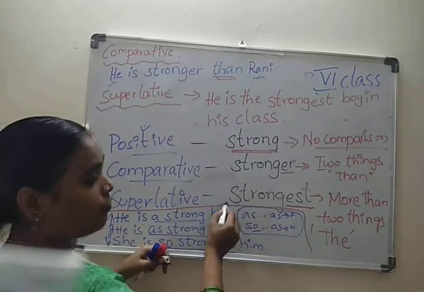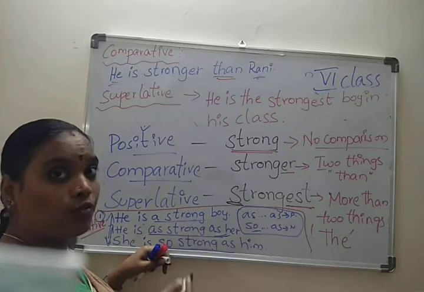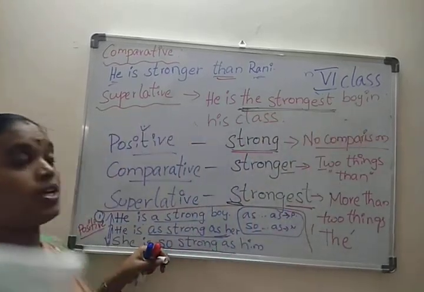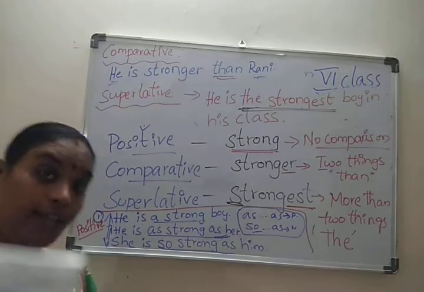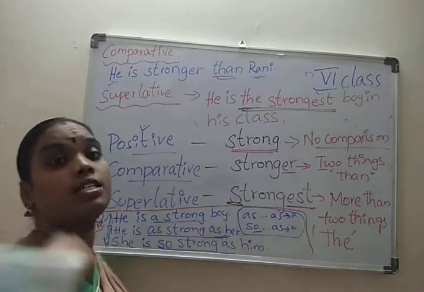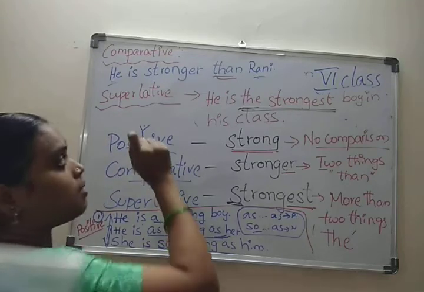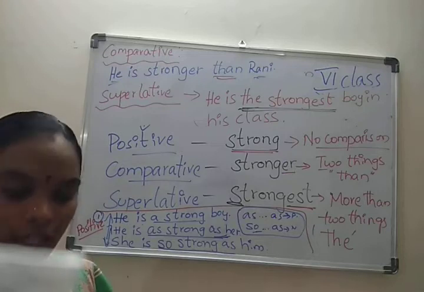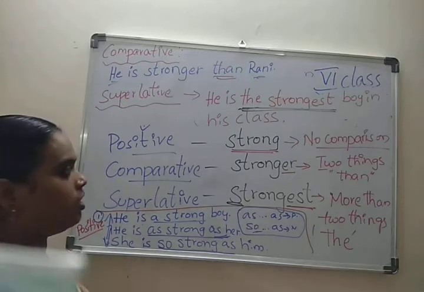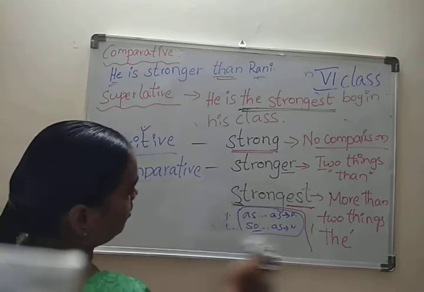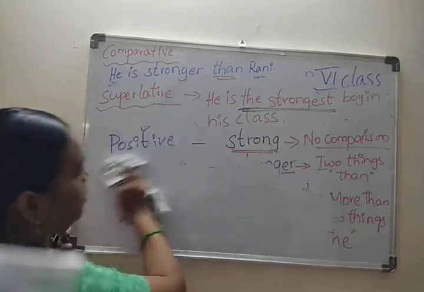What is the superlative form? Strongest. Before that, what do we have to use? The article the. So, he is the strongest boy in his class. This is about superlative. So, how many degrees do we have, children, in English? Three degrees are there. What are the three degrees?